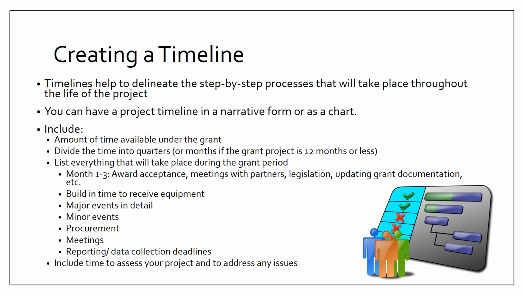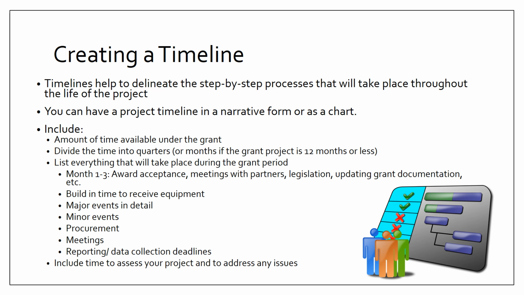A timeline can be simply stated in a narrative form, and if partners are involved in the project, include their efforts along the continuum. I also like to see timelines as sort of a graphic representation as an attachment to your grant. So a timeline should determine the amount of time under a grant, whether that be 12 months, 36 months, 5 years, etc. Divide that time into quarters. If your grant is 12 months or less, then you need to divide that by monthly intervals, and then create a list of everything that will take place during the full grant period.